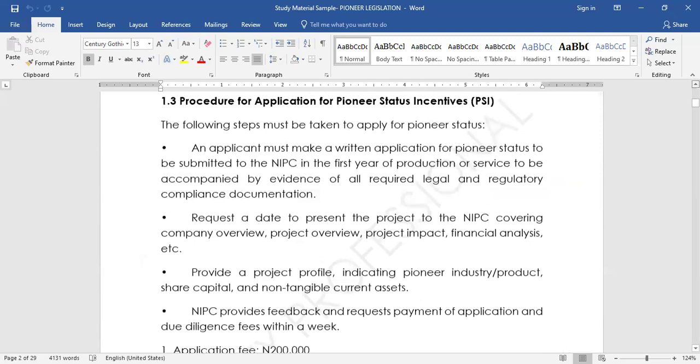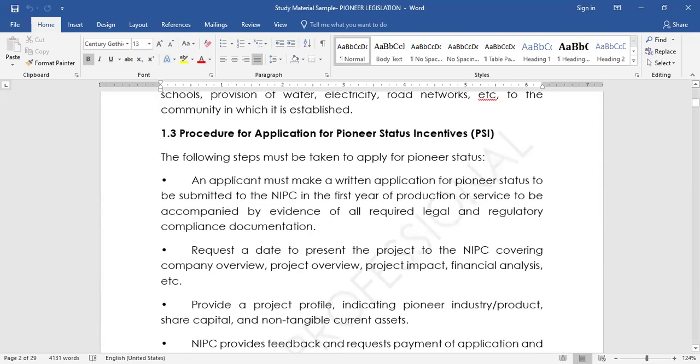Now, let's look at the steps or procedure for application for a pioneer status. What are the steps or procedure when a company wants to apply for a pioneer status incentive? What are those steps that the company must follow? Number one, if any company wants to apply for a pioneer status, that company must make an application in writing for a pioneer status. And that application in writing must be addressed or submitted to NIPC. NIPC means Nigeria Investment Promotion Council. So number one step is that the application must be made in writing and submitted to the NIPC by the company.